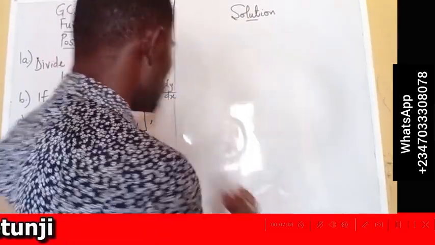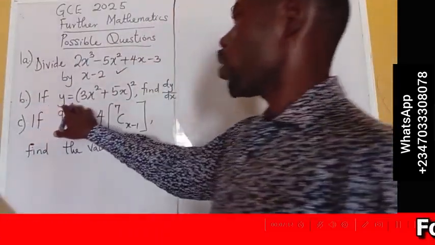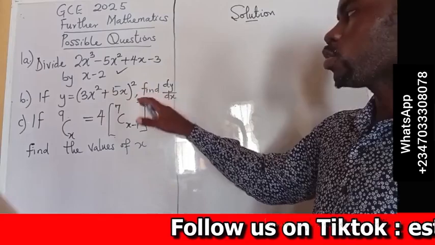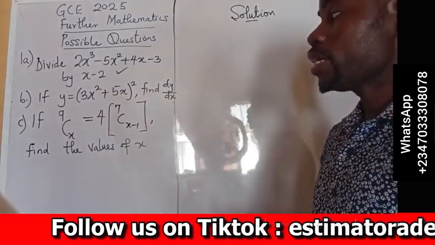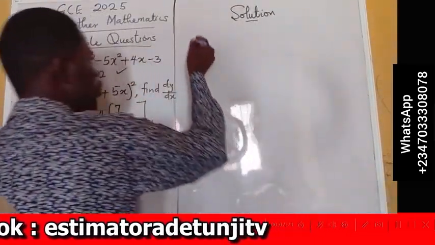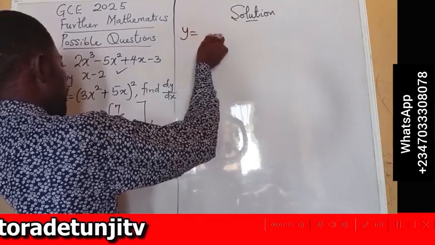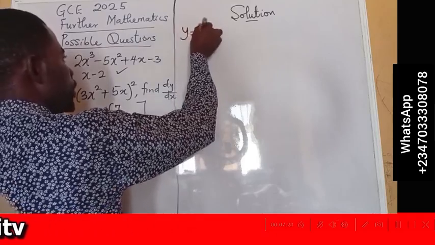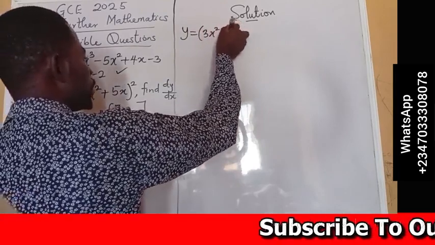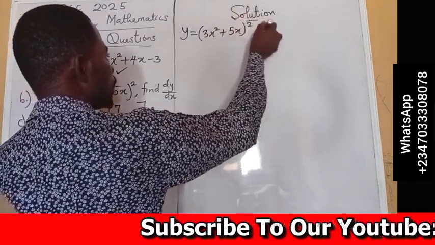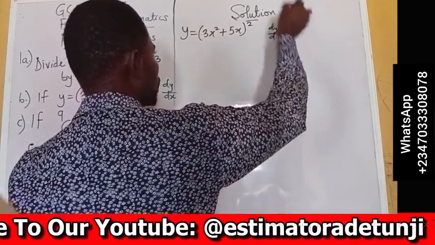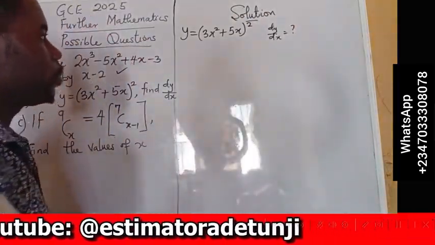Now let's go to question 1b, which says if y equals open brackets 3x squared plus 5x all squared, find the dy dx. Very simple question again. Let's go together. I have the question saying y, or f of x, and I call it equals 3x squared plus 5x all squared. I want to find the dy dx. That's my mission.